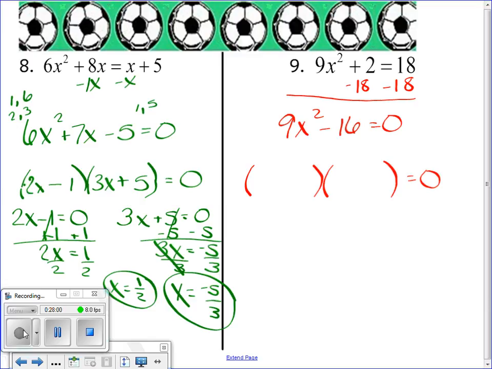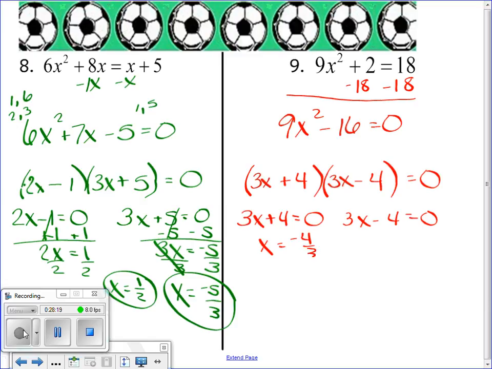So how do I finish this? Good. And we set each one equal to 0. So when we solve, we should get x equals negative 4/3 and x equals a positive 4/3. All right, so how are we feeling? We just learned how to solve by factoring today. You all right?